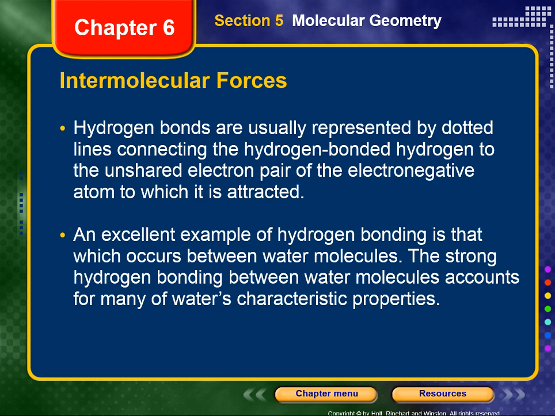Hydrogen bonds are usually represented by dotted lines connecting the hydrogen-bonded hydrogen to the unshared electron pair of the electronegative atom to which it is attracted. An excellent example of hydrogen bonding is that which occurs between water molecules. The strong hydrogen bonding between water molecules accounts for many of water's characteristic properties.